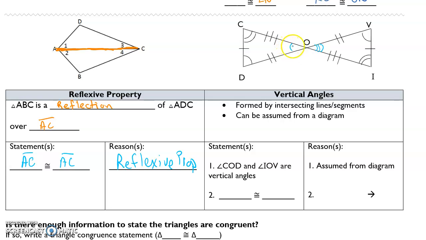I'm going to have to put additional marks here. And one thing that I'll allow you to do is state angle numbers, but you have to write the number in your diagram. So if I call that angle 1 and that angle 2, I can state, well, I already stated angle COD, which is now angle 1, and angle IOV, which is now angle 2. I can state angle 1 is congruent to angle 2. I have to assume the vertical angles first, then they're congruent because vertical angles imply congruence.